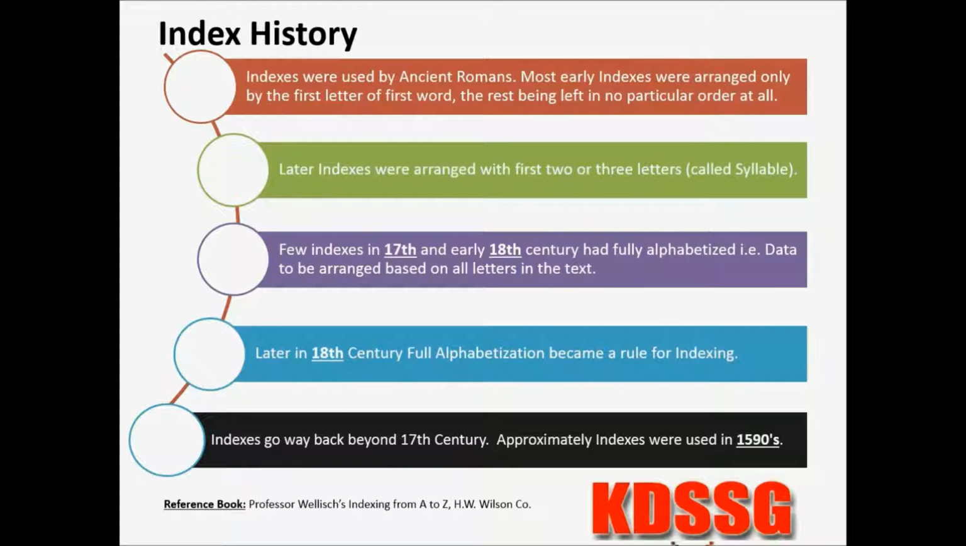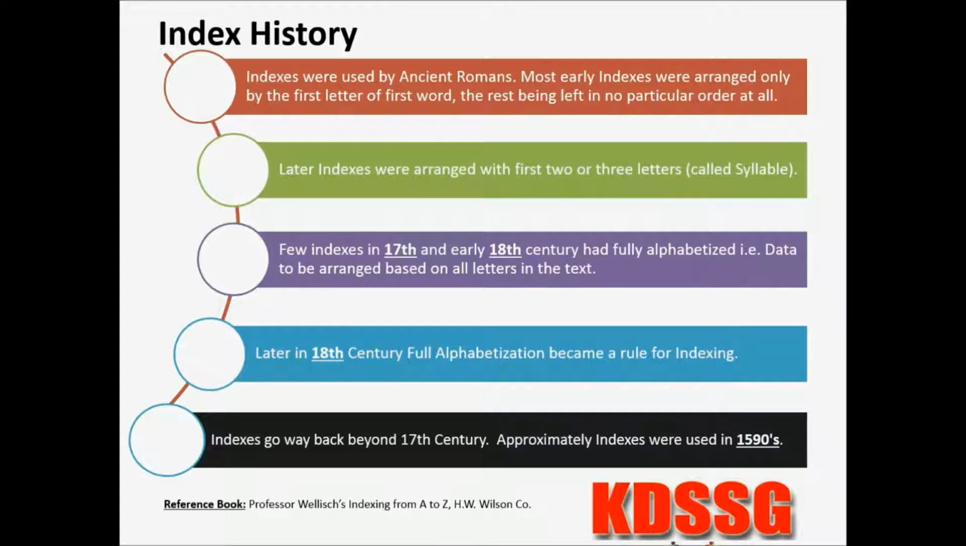That they called syllable at that time. And back in the 17th and 18th century, the data started being arranged by all the letters. Let's say a word has 15 characters. If we are arranging based on characters, all the 15 characters were considered for the index. By the end of the 18th century, they said as per the indexing rule, all the data should be considered, and only then can we arrange data in order. So that was a rule in the 18th century.